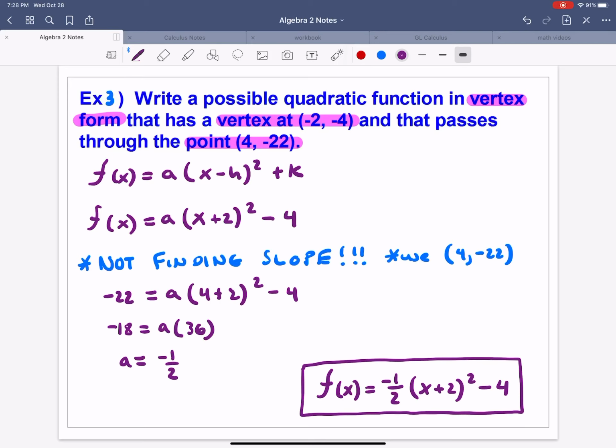Okay? So that's a pretty quick overview of vertex form and quadratics. Come back for the next video where we go over standard form.